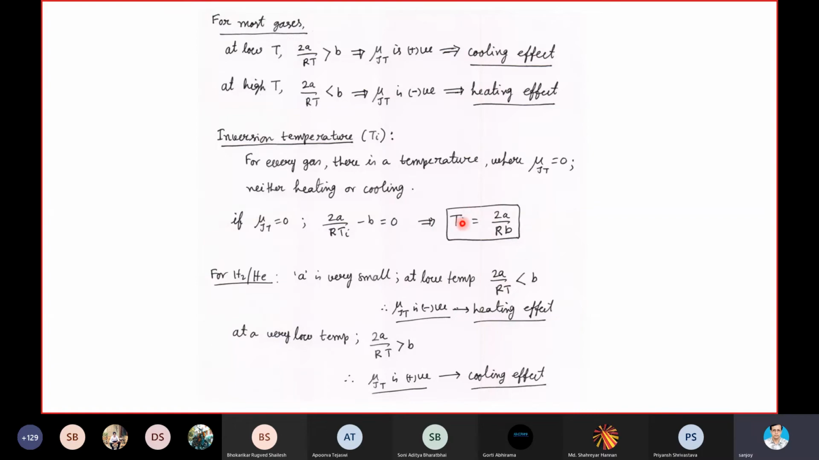So see, inversion temperature is a constant value for a particular gas because it depends on A and B. A and B are characteristics of the gas and are constant. Therefore, this inversion temperature T_I is a fixed temperature for a particular gas. Say for carbon dioxide, T_I is some value. If you go to nitrogen dioxide, it will have another value, because A and B values will be different. So every gas is characterized by a particular temperature, the inversion temperature, at which you will see neither a heating nor a cooling effect.